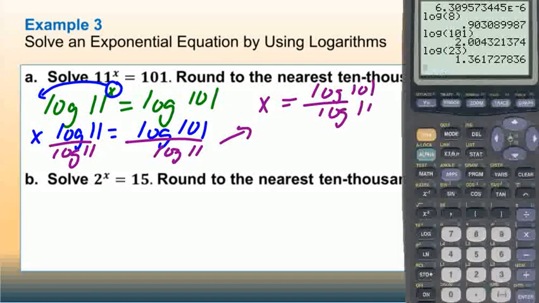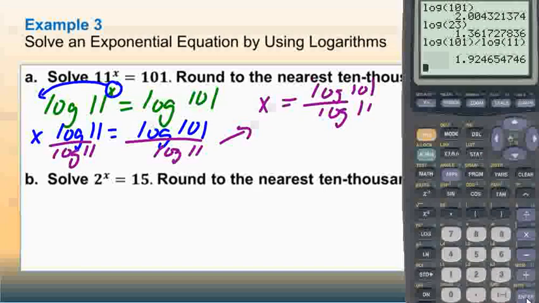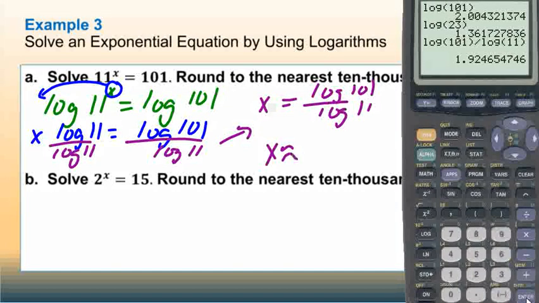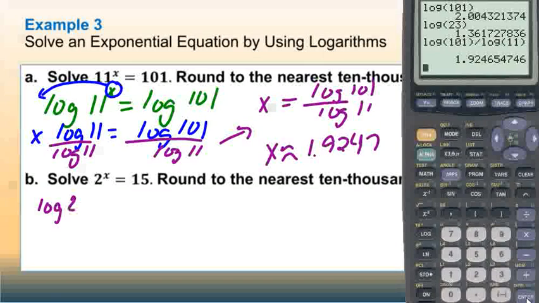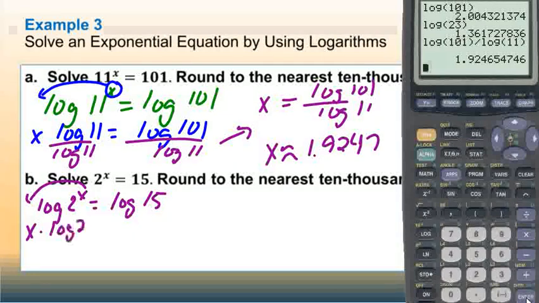So now we grab our calculator and we're going to type in log of 101. Make sure you end the parentheses here, then divide by log of 11. And we get, to the nearest 10,000, x would be roughly 1.9247. Next one, we would have log of 2 to the x power equaling log of 15. Put the x in front, so we have x times log of 2 equaling the log of 15. To get x by itself, divide by log of 2.